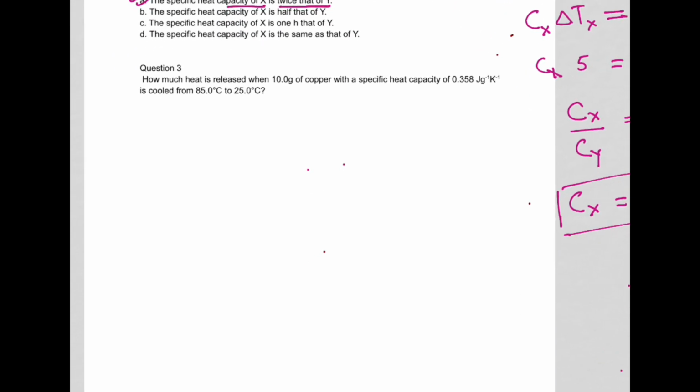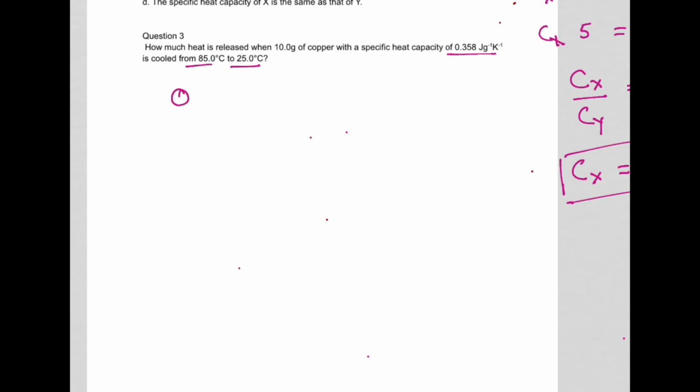Question 3. How much heat is released when 10 grams of copper of a specific heat capacity here is cooled from this to this? So we are just asked to find Q. So Q is equal to mc delta T. So when I said pay attention to the unit, this is what I mean. So you see, this is in joule per gram per Kelvin, which means that my Q will be in joules and my mass will be in grams. So here this is 10 grams, so I can use 10 grams.